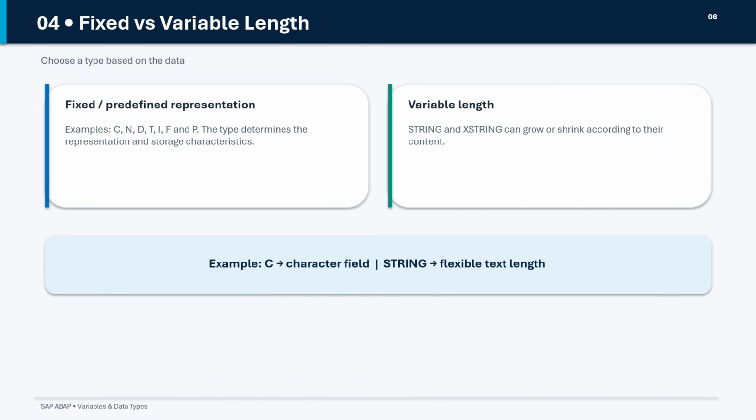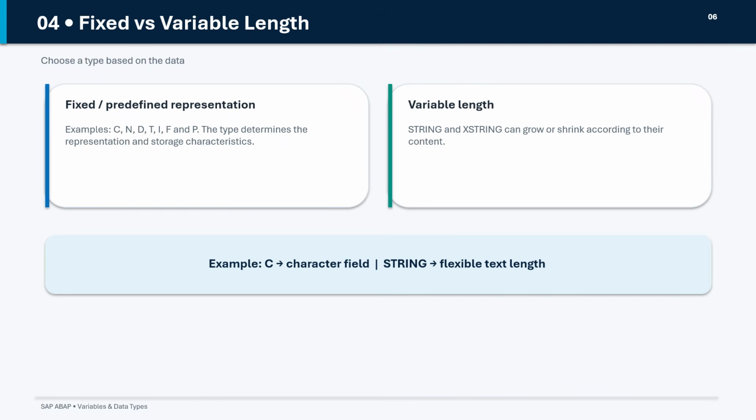In the example you can see that C is a character field, and string is a flexible text field. When working with text, we should choose the type according to whether we need a fixed length or a flexible length, and based on that we should select these variables.